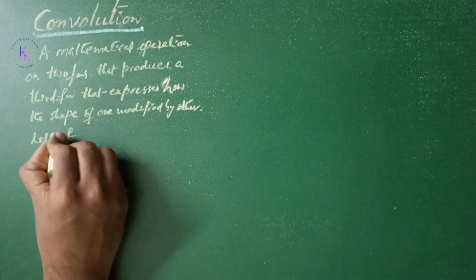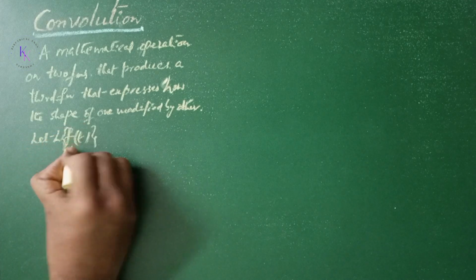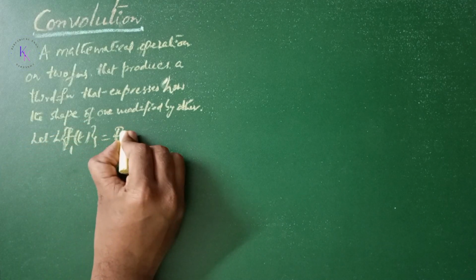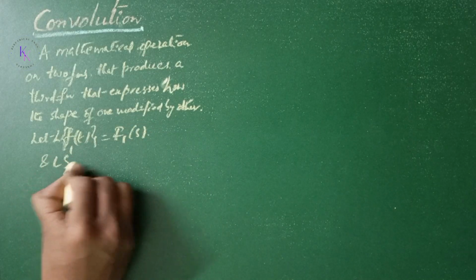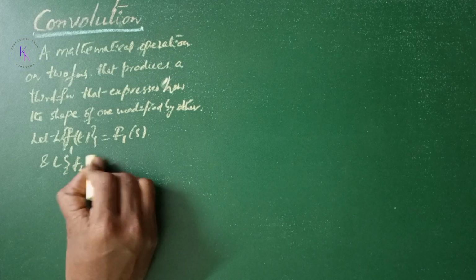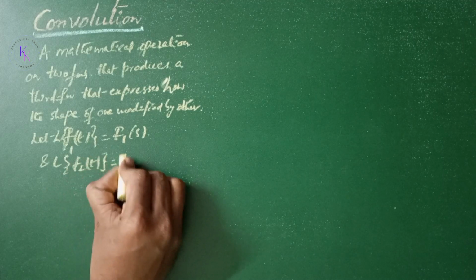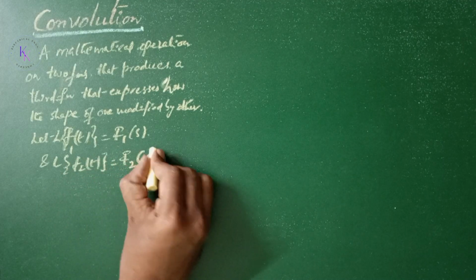Convolution is a mathematical operation on two functions that produces a third function that expresses how the shape of one is modified by the other. So convolution of two real functions corresponds to multiplication of their respective transforms. Let the Laplace transform of f1(t) equal capital F1(s), and the Laplace transform of f2(t) equal capital F2(s).